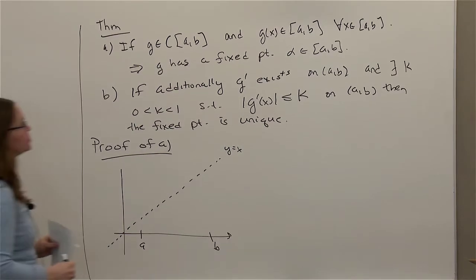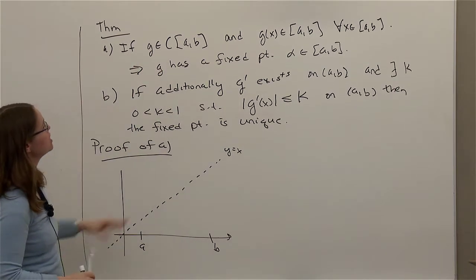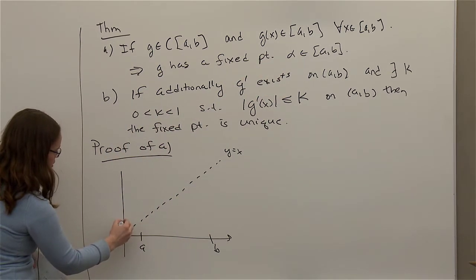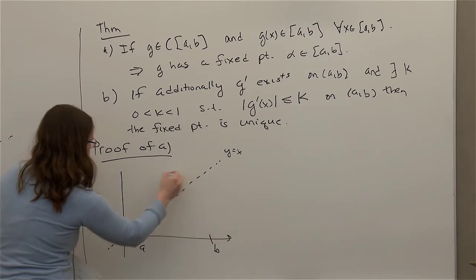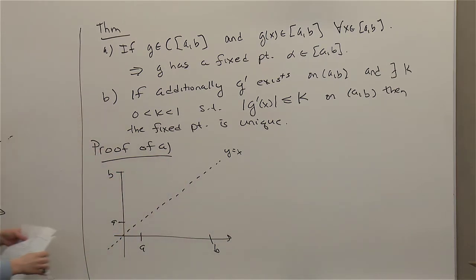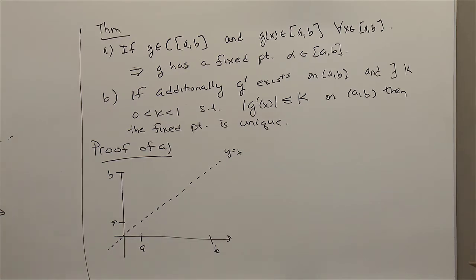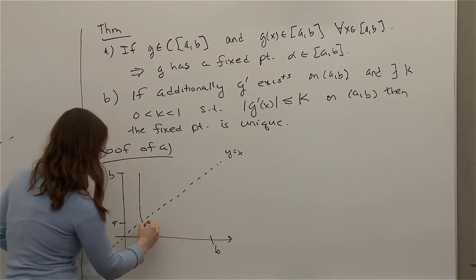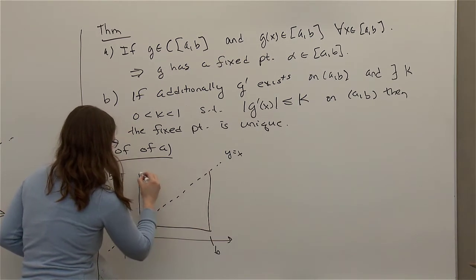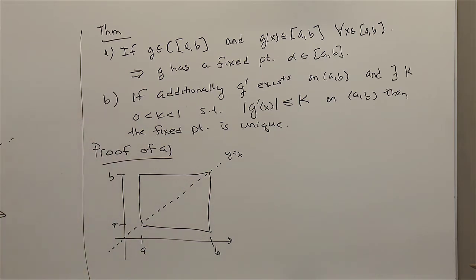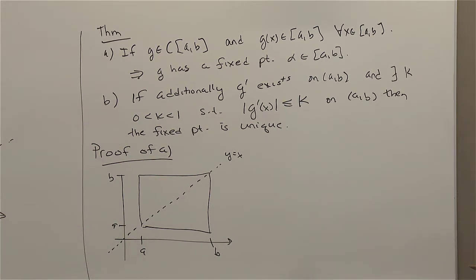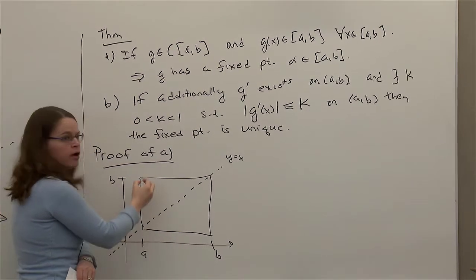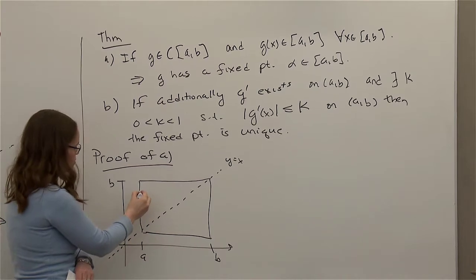Okay, so we want the values of G, or going to require the values of G to stay in this box between A and B. Okay, so we know that A is right here, and we know that B is right here. Okay, so we're stuck inside of this box. And I've got a continuous function. So my continuous function, G, if I look on the left, it has to start somewhere.